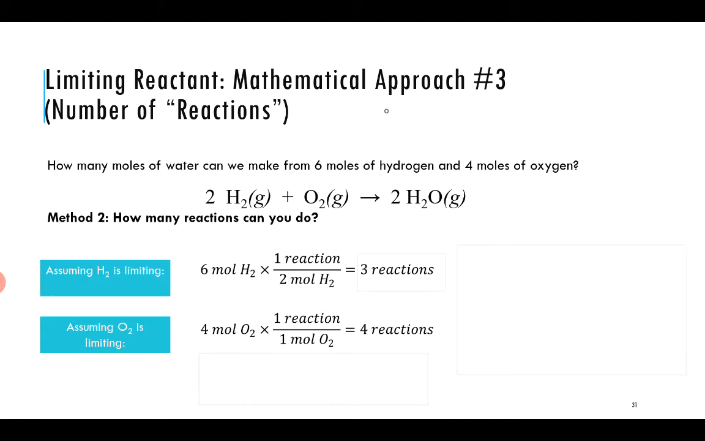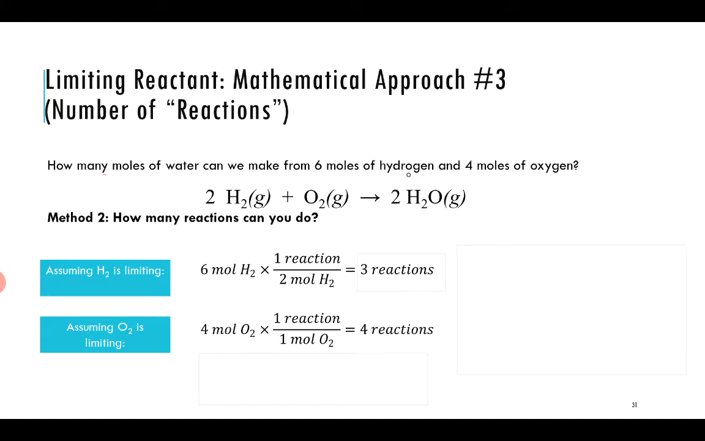The last method is to figure out how many reactions could occur. And you'll know that the reaction will stop with the lesser amount of reactions. So this question reads, how many moles of water can we make from 6 moles of hydrogen and 4 moles of oxygen? So this is the same problem as before, solved a different way.